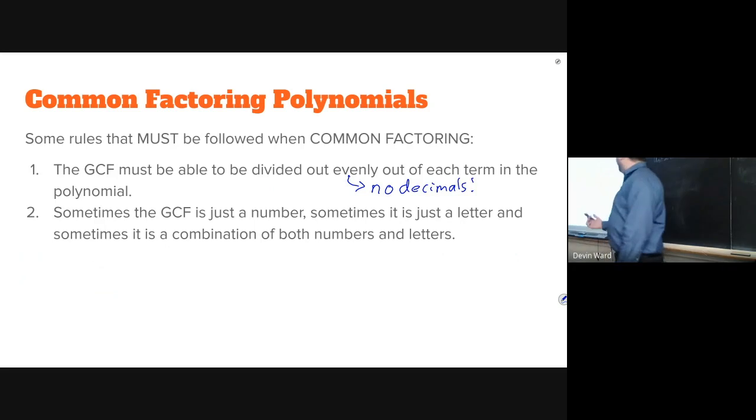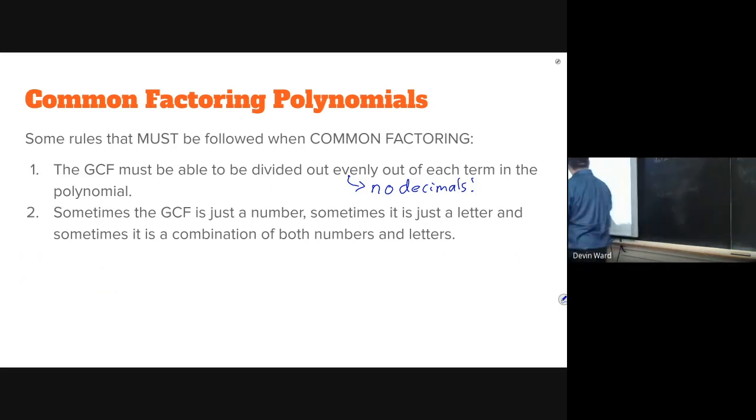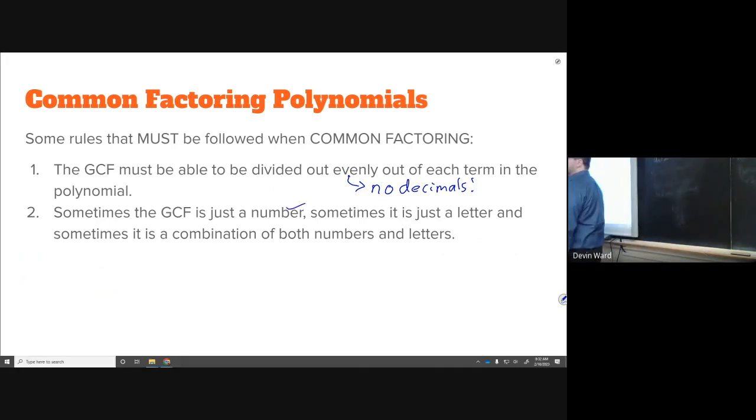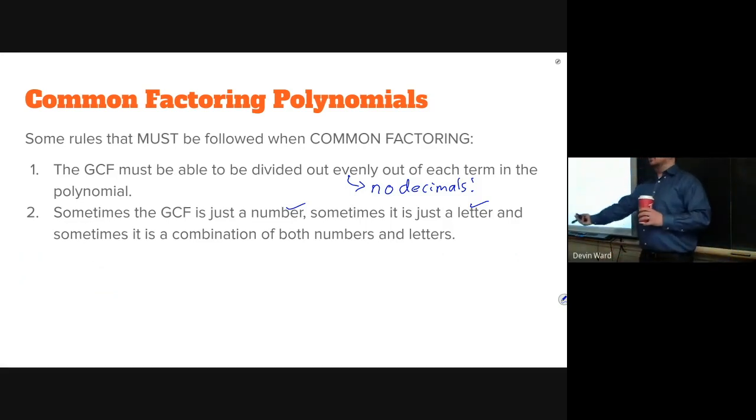Sometimes it'll just be a number, sometimes it's just a letter, and sometimes it's a combination of both. So check to see if there's a number that can be divided into all of them. Check to see if there's a letter. If there's both of them, then it's going to be both. If there's only a number that can divide into all of them, then it's just a number. If it's only a letter, then it's just a letter. So it can be number only, letter only, or both.